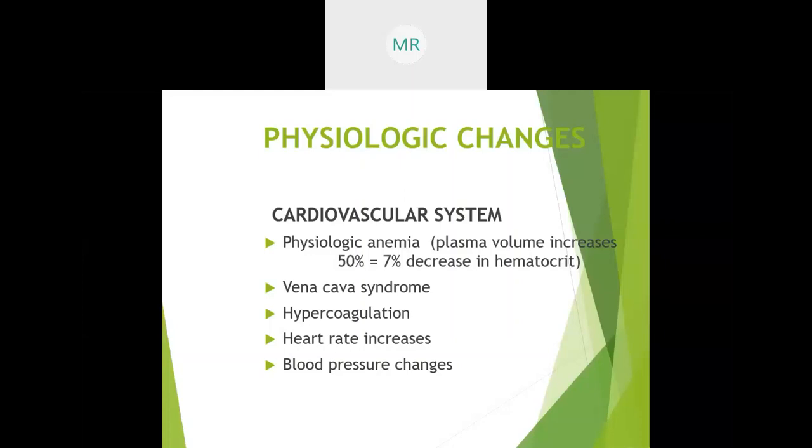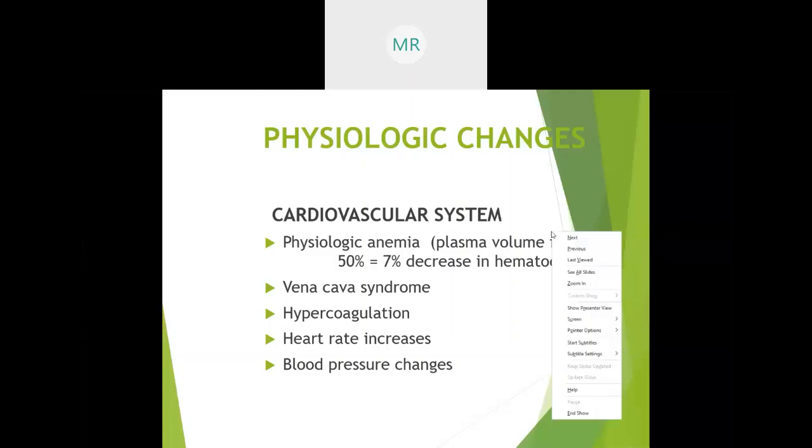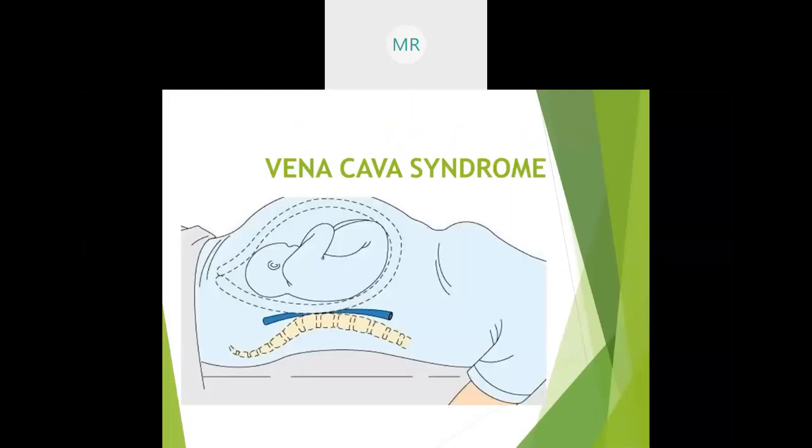It is because the uterus will compress the vena cava, and I want to show you a picture. The uterus compresses the vena cava, which decreases the blood flow to the right atrium, which decreases blood pressure. Okay, so this is what's happening, the vena cava syndrome. Okay, so symptoms, yes, mom will start to feel very pale.